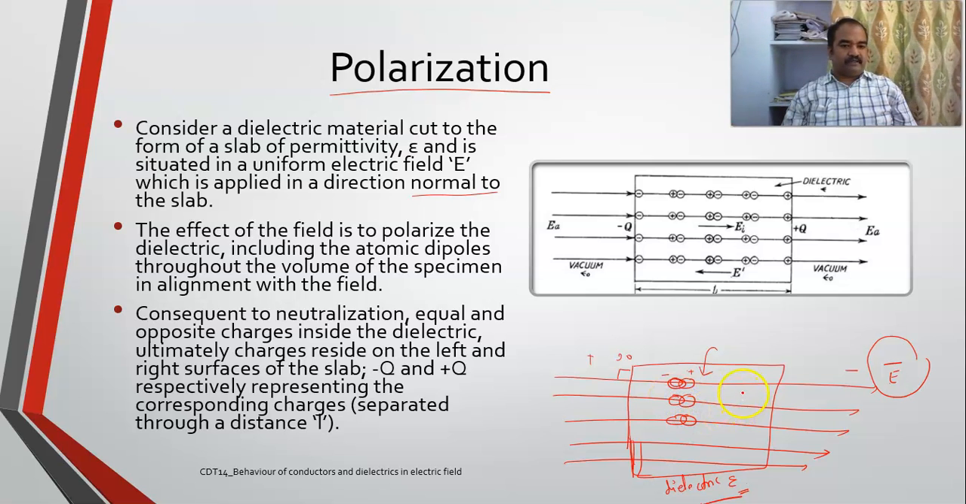Everything will be oriented in this fashion, as shown here. If you carefully see, the effect of the field is to polarize the dielectric material, including the atomic dipoles throughout the volume of the specimen, and to align them in the direction of the electric field. E A is considered to be the applied electric field.